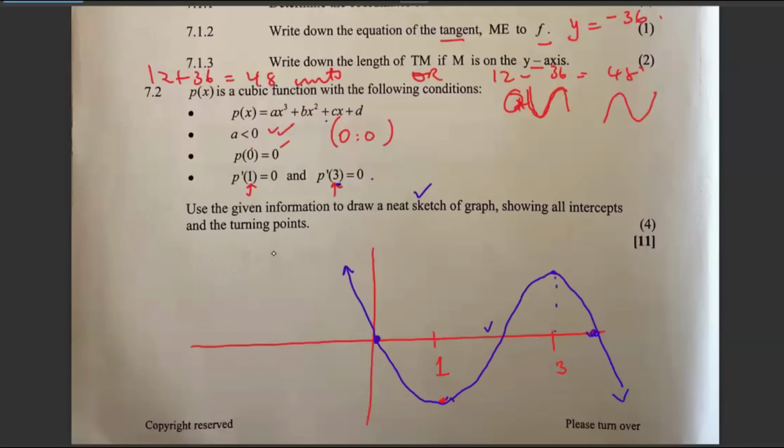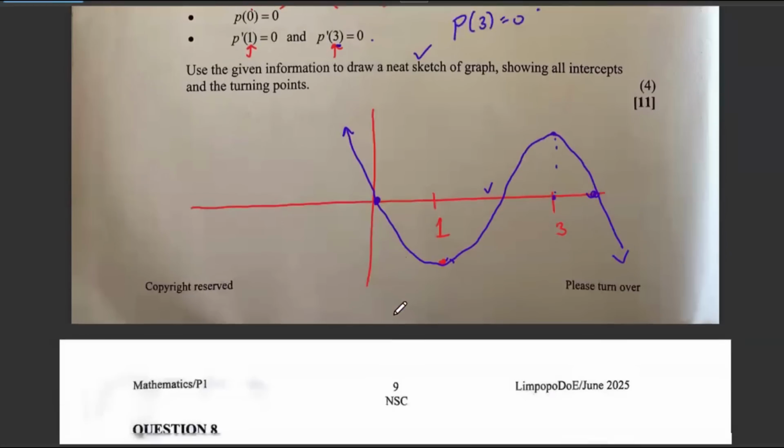Had the question told us that P of 3 is 0, then the graph was supposed to cut this point as well. So the way we treated the 1 is the same way we treated 3. Okay, so that is question number 7.